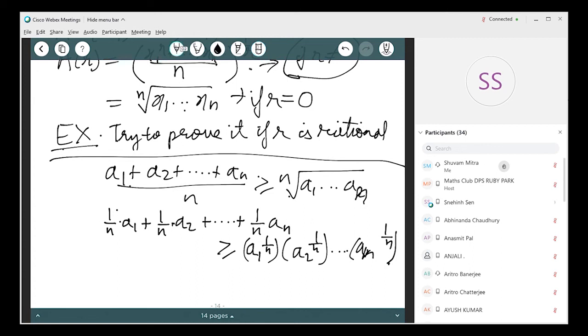This is equivalent, right? This is the AMGM inequality. But what's so special about these things? You can see that a1 and 1 by n are associated in some sense. Even over here, we have a1 and 1 by n, and so on. So now let's look at an example of AMGM's application.